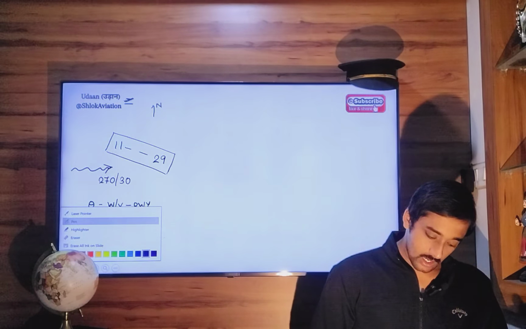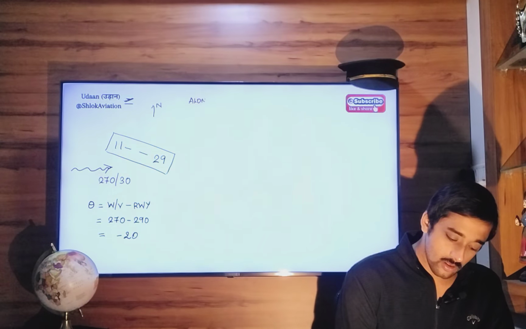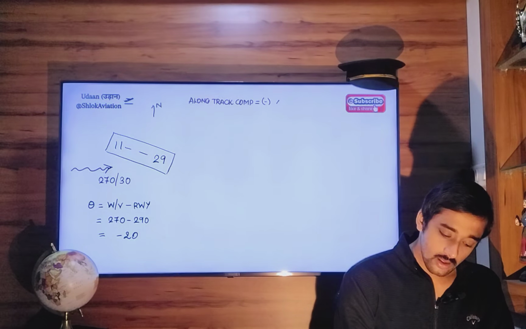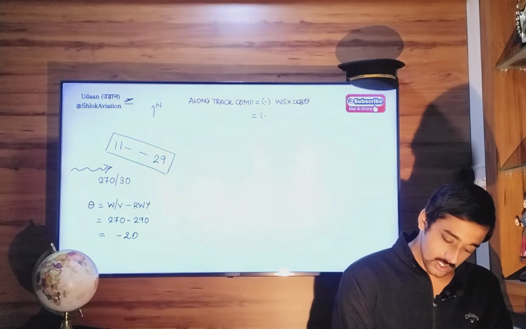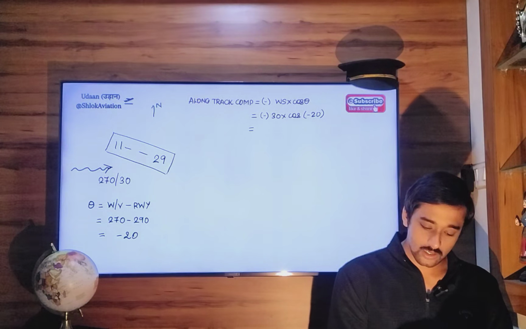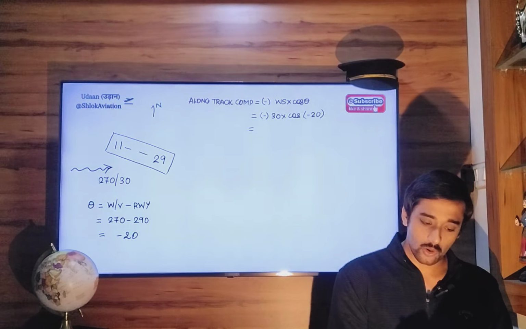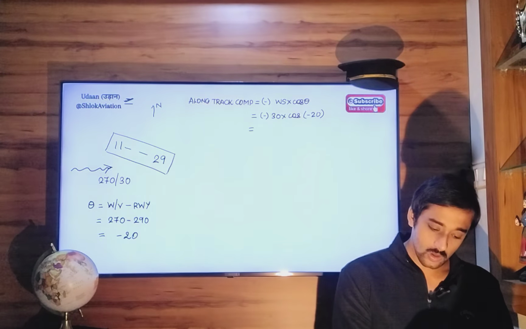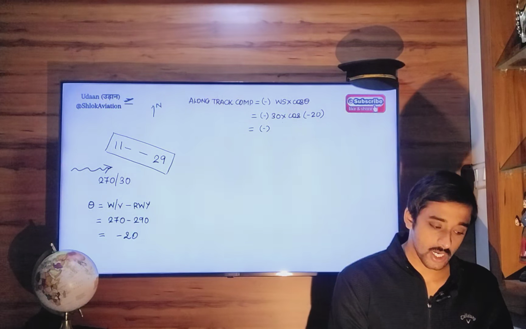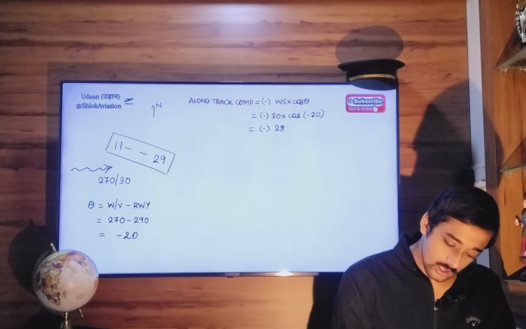Now, along track component equals minus, in case of headwind, wind speed into cos theta. So minus wind speed is 30 knots, cos of minus 20. Cos minus 20 is 0.93, into 30 is 28 knots. So you're getting an along track component of 28 knots.